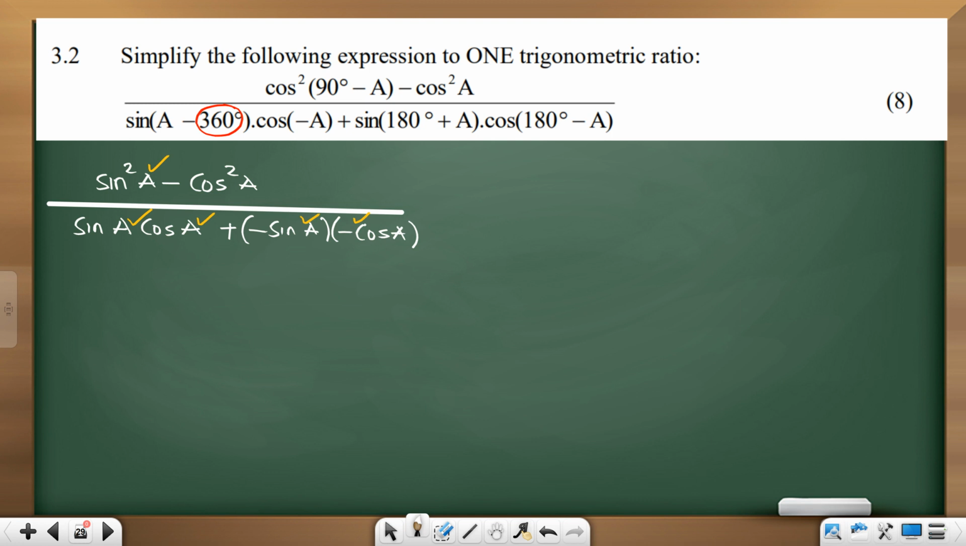Let's still lift the top. Although I see an identity there, let's leave it first. What do I have here? Sine A, cos A, negative times negative, positive. Positive what? Sine A. Remember, the examiner says to 1 trig ratio. Please check your formula page. What is sine squared A minus cos squared A? That formula is there. Check your formula page. Right now, you should know it though.